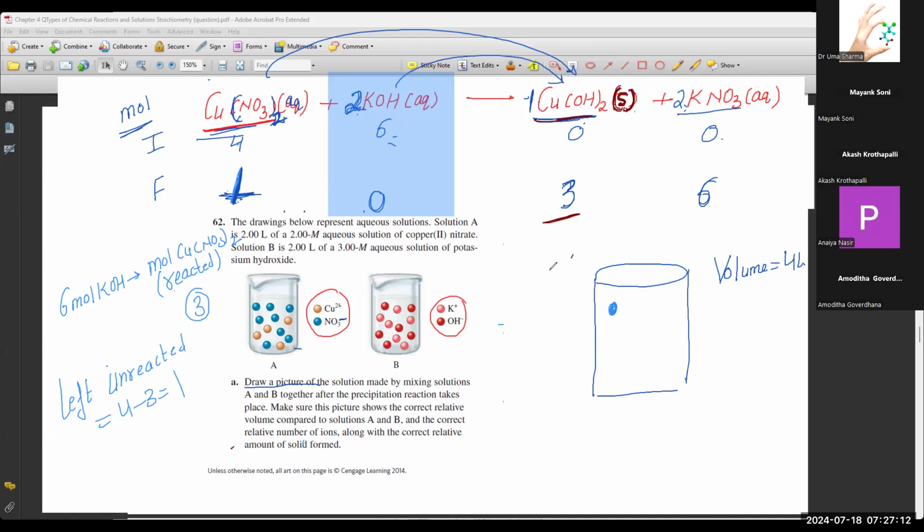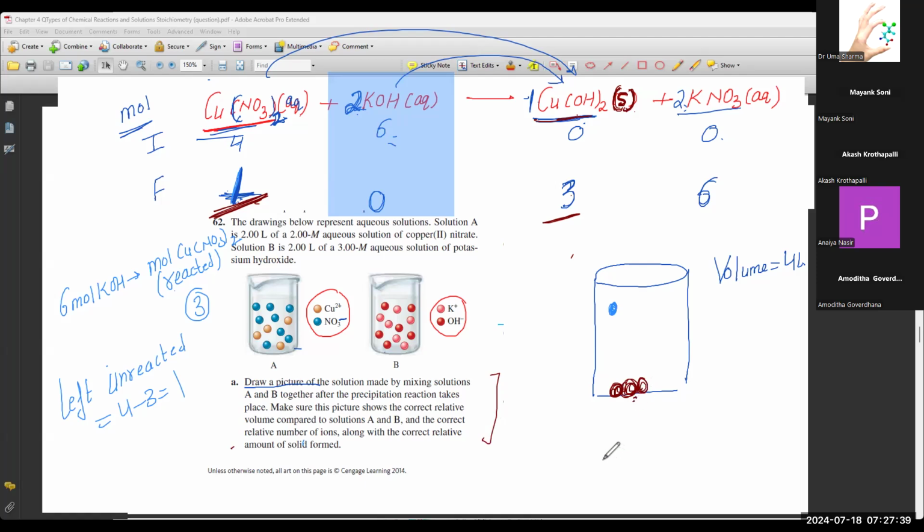It's not there in the solution. So I have only one Cu2+ from this part. From this part, these three are here, so I'm marking these three with the brown color. Okay, it's in the solid form, so they are settled down. 3, that's what they said. Make according to the numbers. Yes, it's settled down as a solid.